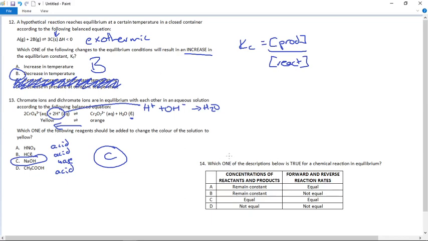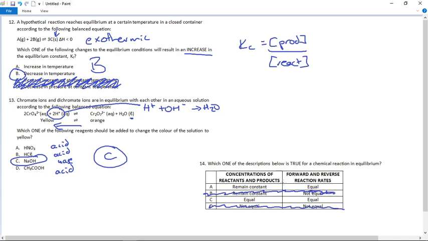Number 14. Which one of the descriptions below is true for a chemical reaction in equilibrium? So we want anything that says the rate of forward reaction and reverse reaction is equal, because that is what your definition tells you. At equilibrium, the rate of the forward and the reverse reaction are equal. So we've handily got rid of two answers.